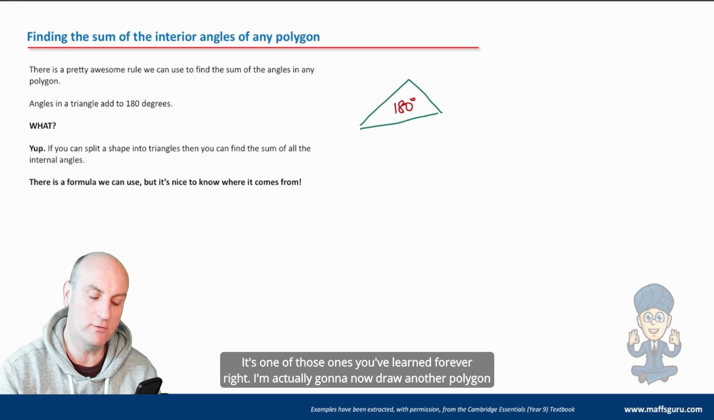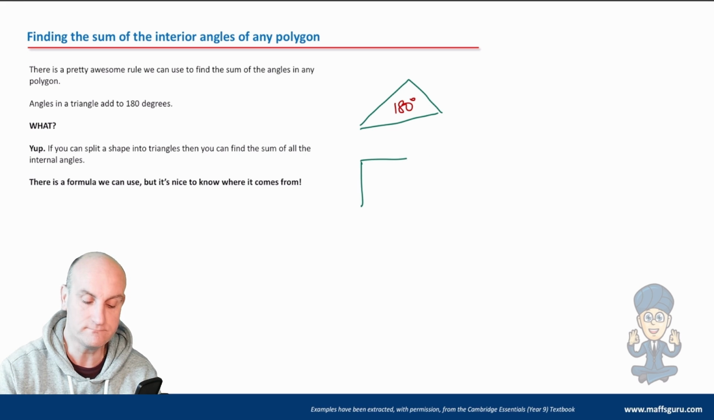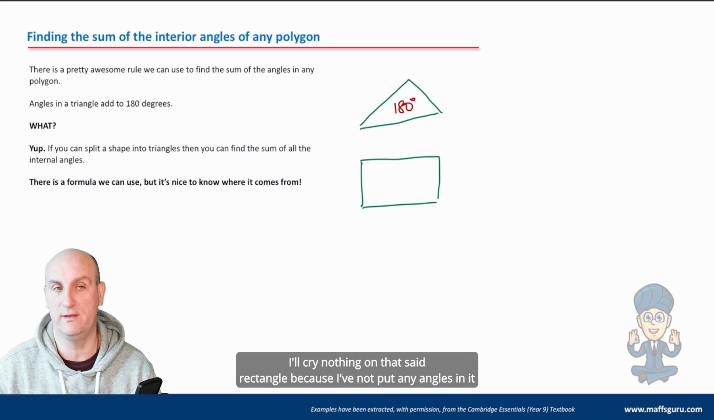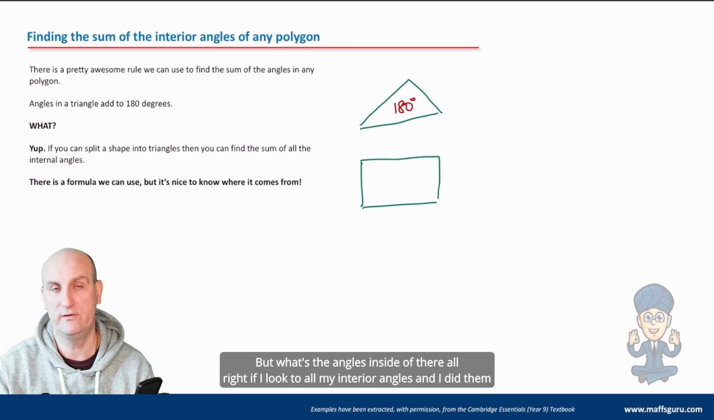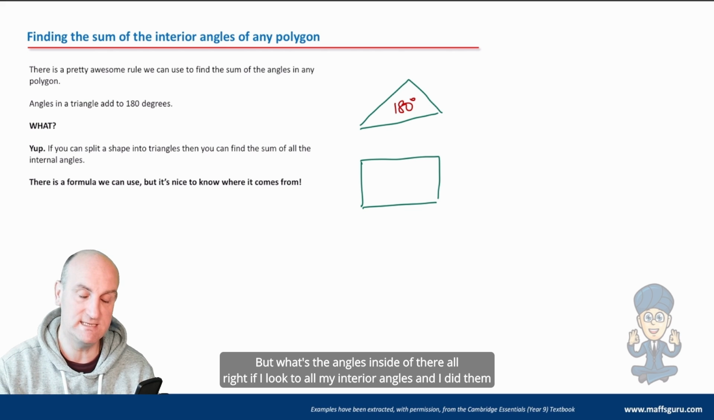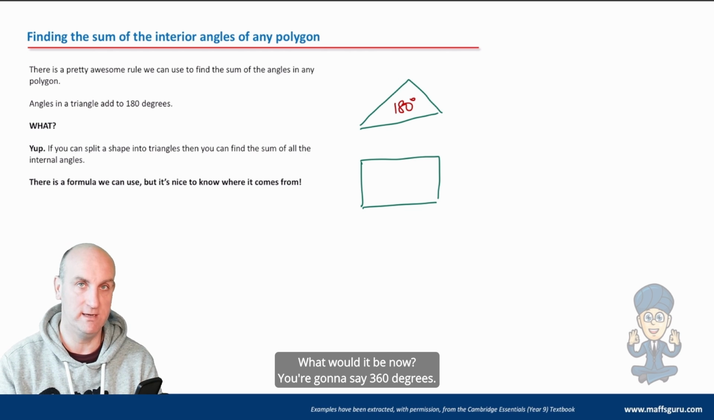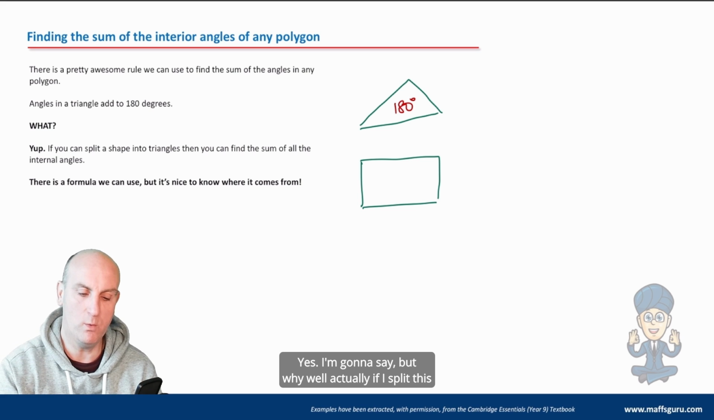Right, I'm actually going to now draw another polygon. It's a quadrilateral. If you say it's a rectangle, I'll cry. Nothing on that said rectangle because I've not put any angles in it. But what's the angles inside of there? All right, if I looked at all my interior angles and added them, what would it be? Now, you're going to say 360 degrees. Yes? I'm going to say, but why?